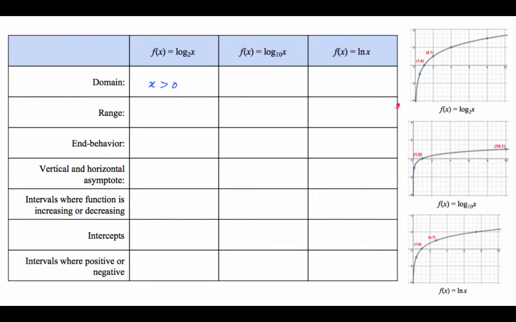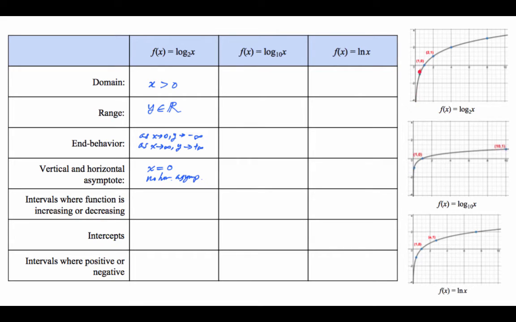There's no power of 2 that would yield a number equal to 0 or less than 0, right? And you could visually see from the graph that y is all real numbers, and as x goes towards 0, y goes to -infinity, and as x goes to the right, y goes to positive infinity. And the vertical asymptote, you could visually see that x is equal to 0 here.